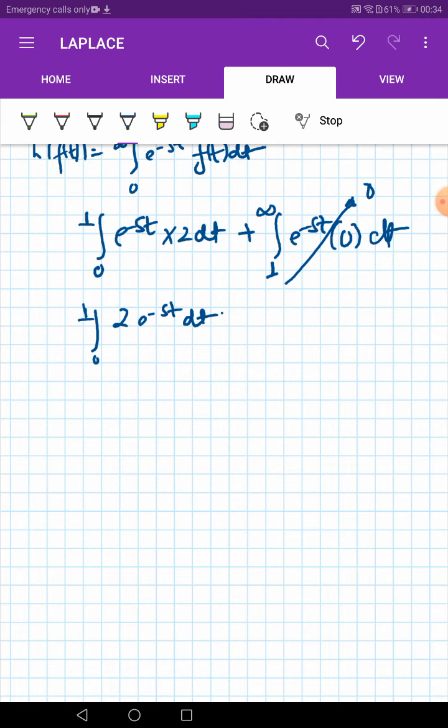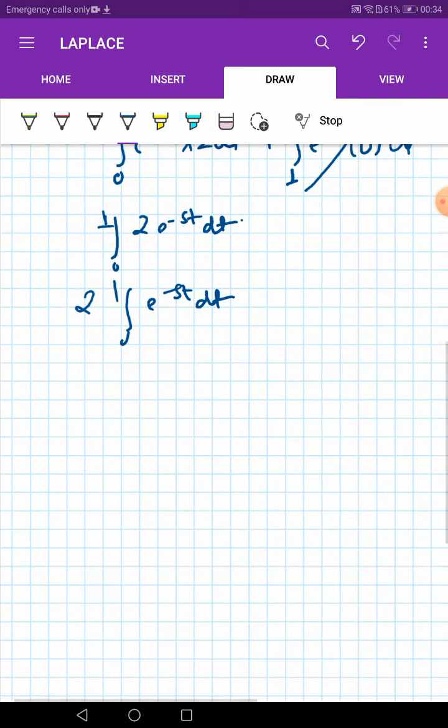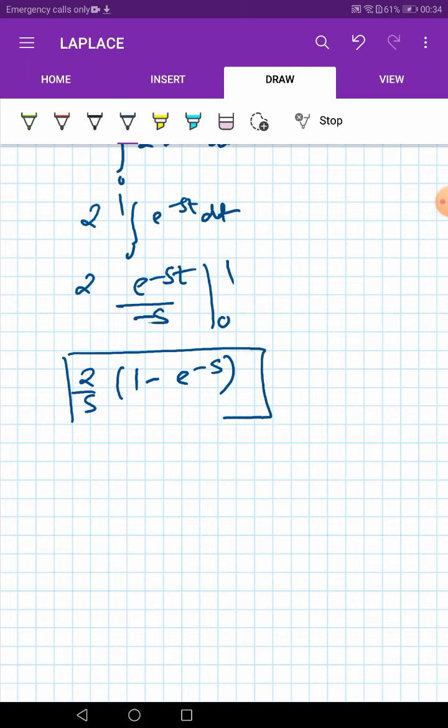If I perform the integral, I can take 2 outside the integral from 0 to 1 of e power minus st dt. You know that the integration of e power minus st is e power minus st divided by minus s. So it will become 2 times the integral of e power minus st, with minus s in the denominator, and limits from 0 to 1. After solving this we get 2 by s times 1 minus e power minus s. So this is our Laplace transformation of the function and this is our answer.